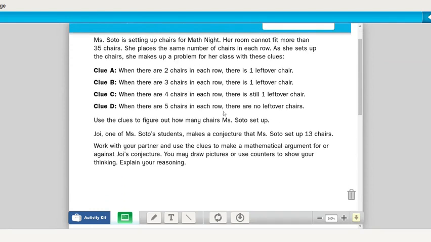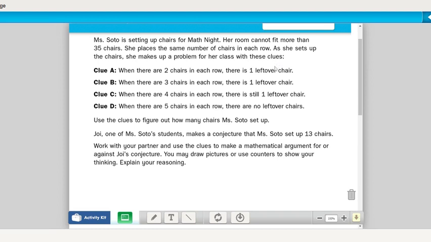Miss Soto is setting up chairs for math night. She loves math like me. Her room cannot fit more than 35 chairs. That's good because that's about all I can count to. It'd be better if she could count 1 more. Whatever. She places the same number of chairs in each row. As she sets up the chairs, she makes up a problem for her class with these clues.